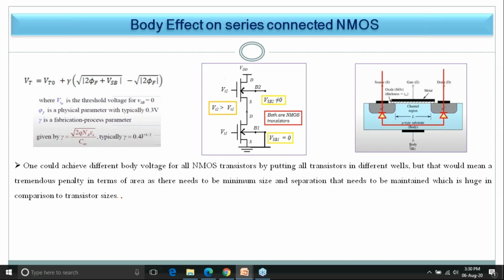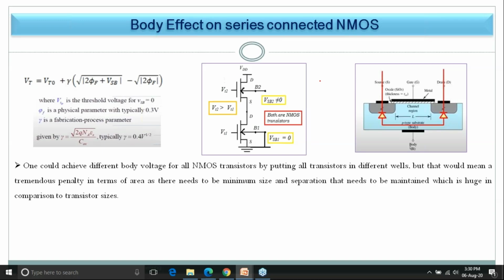So to avoid this body effect, what can we do? Because if we are connecting one bulk to all the sources, it will create a useless circuit, as I explained to you. So what other options are there? One could achieve a different body voltage for all transistors by putting each transistor in a different well. But that would mean a tremendous penalty in terms of area and the size of the transistor, and this is not possible, because if the size of the transistor increases, we can't tolerate that. So we can't go for this, that for each and every transistor there should be a different body.